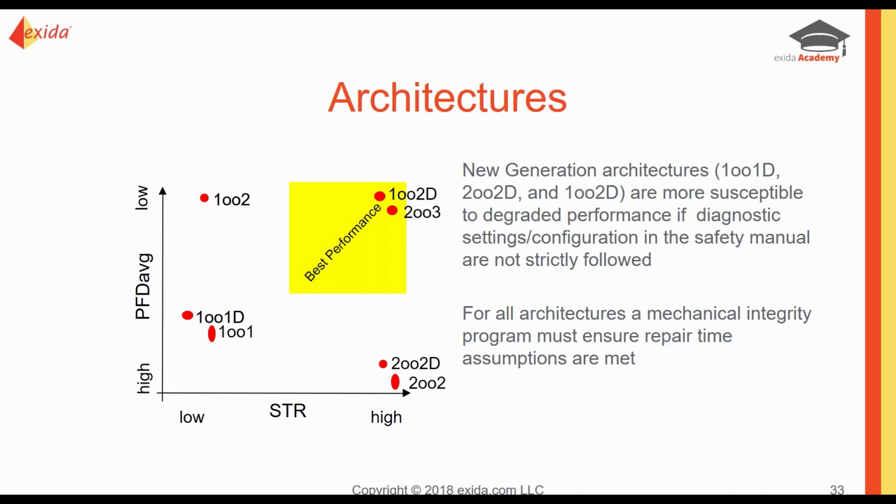If you are more concerned about safety, you cannot have an issue. Maybe have a 1 out of 2 or a 2 out of 2 application. So you have to balance your architecture with how the SIF needs to perform.